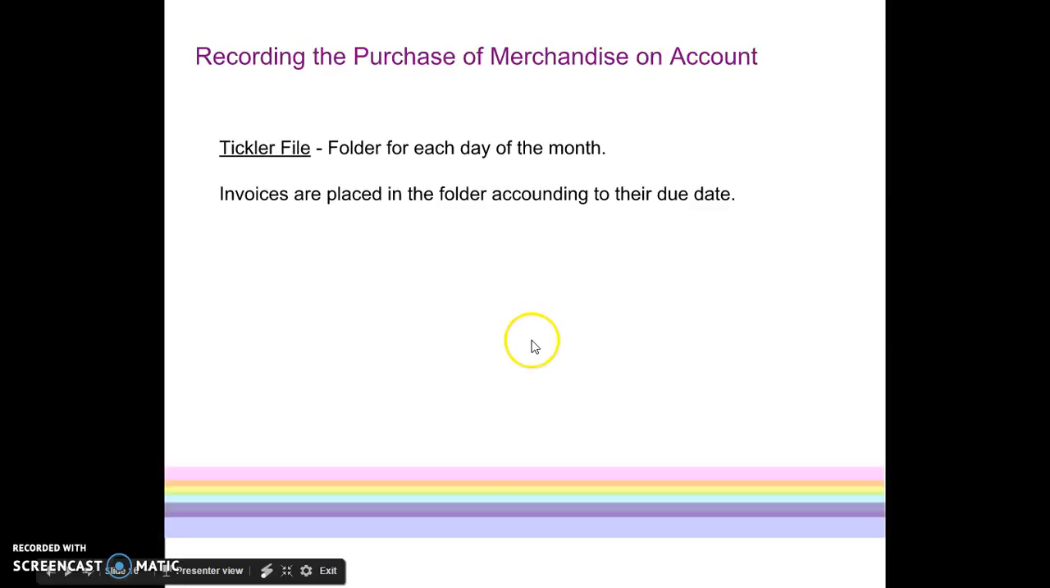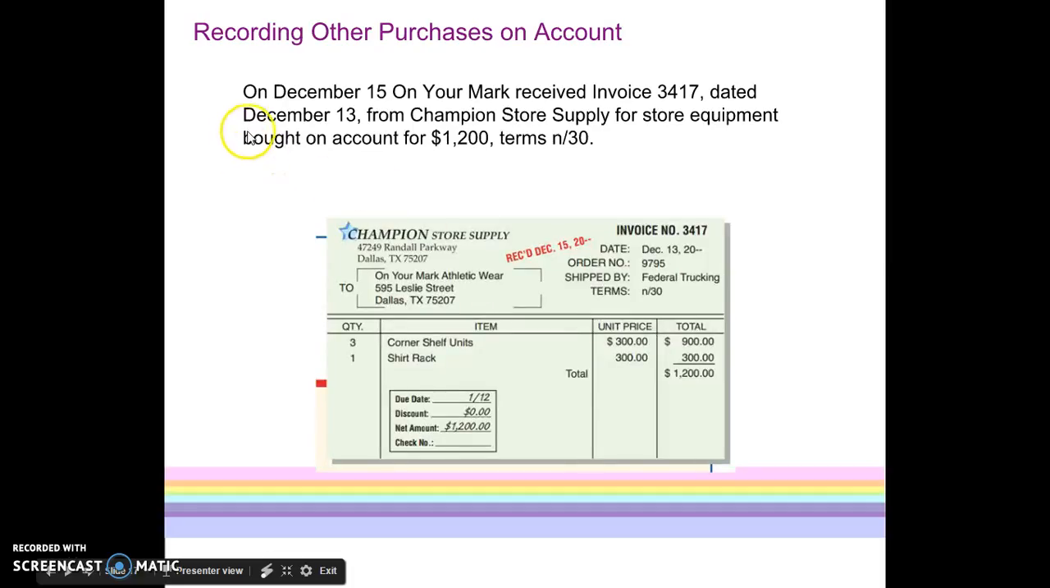All right, recording the purchase of merchandise on account. Let's take a look at an invoice that is placed and needs to be processed on the due date. All right, so we have a purchase that took place on December 15th. On Your Mark received invoice 3417. It's dated December 13th from Champion Store Supply. We bought it on account, $1,200, terms n/30, which means payment needs to be received within 30 days of the processing date, which is December 13th. So here's the invoice, $1,200. Now we can go ahead and process this for payment.